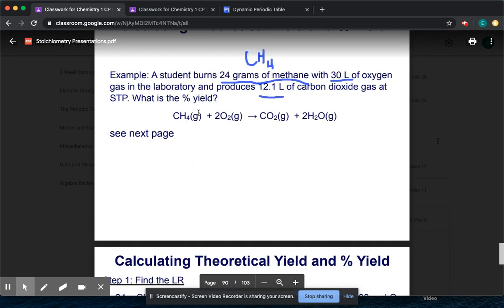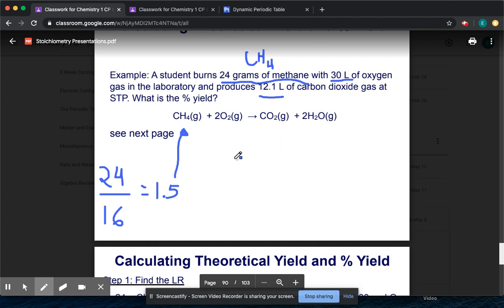Okay, so convert everything to moles first. So remember, to go from grams to moles, you need to divide by the molar mass. So this would be 24 divided by the molar mass of methane. Carbon is 12, hydrogen is 1. We have 4 of them, so that's 16. Okay, so that's 24 divided by 16, which gives us 1.5. So we have 1.5 moles of methane. Okay, that's what this is.